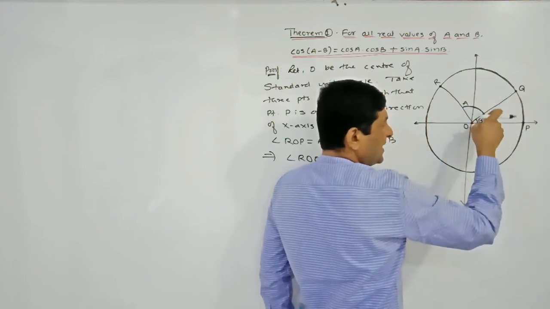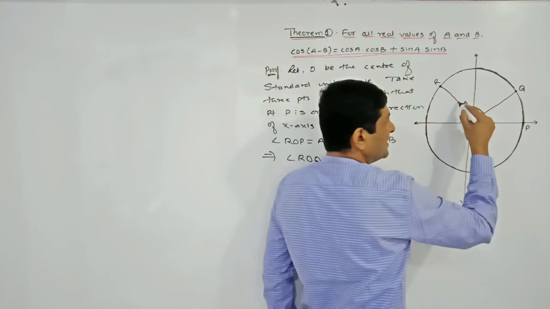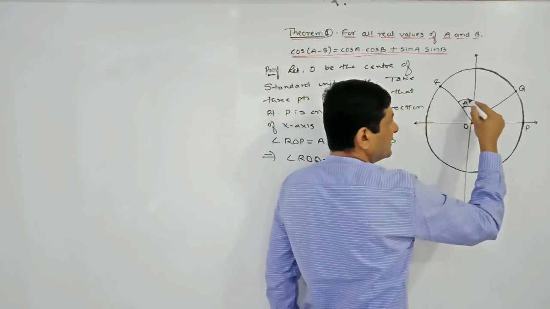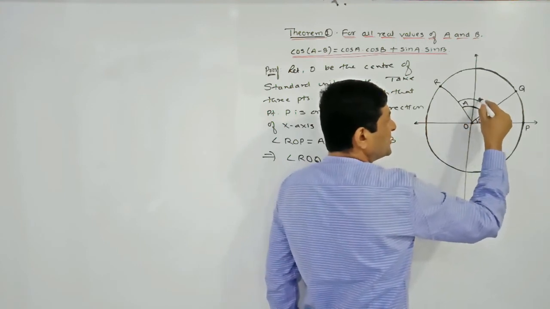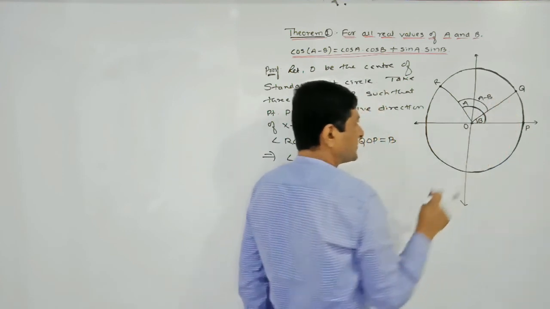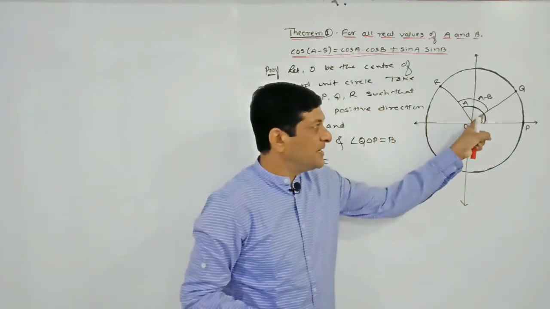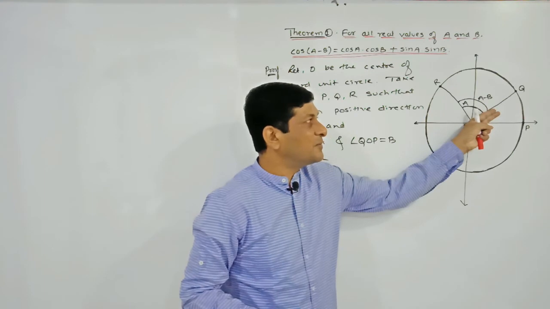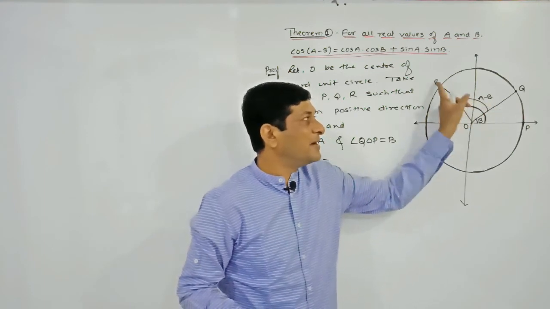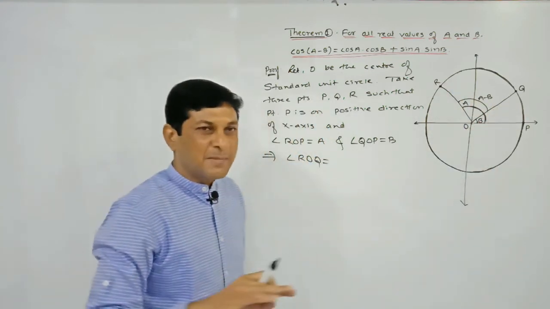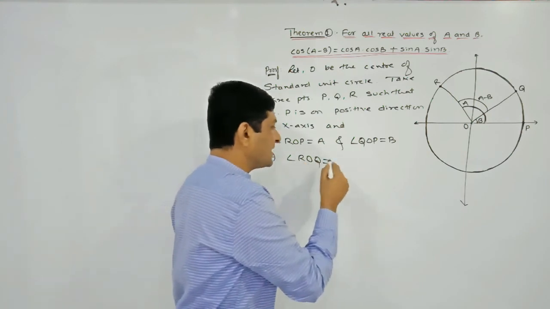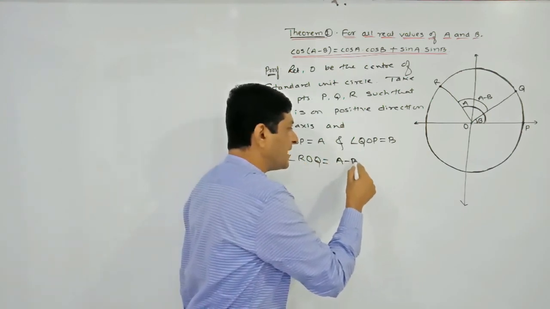Means from this whole angle A, if we are subtracting B, we will get this angle. Which angle? Angle ROQ, whose measure will be equal to what? A minus B, isn't it? From this complete angle A, if we are subtracting this much part, means angle B, the remaining part will be nothing but angle A minus B. So we can say that angle ROQ is equal to A minus B.